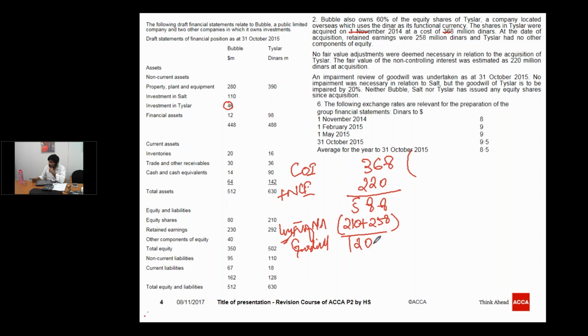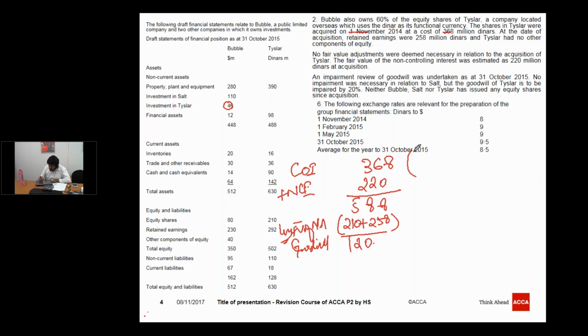Is it done? Which paper is this? It is actually a hybrid paper for the September and December 2015 attempt. Done?